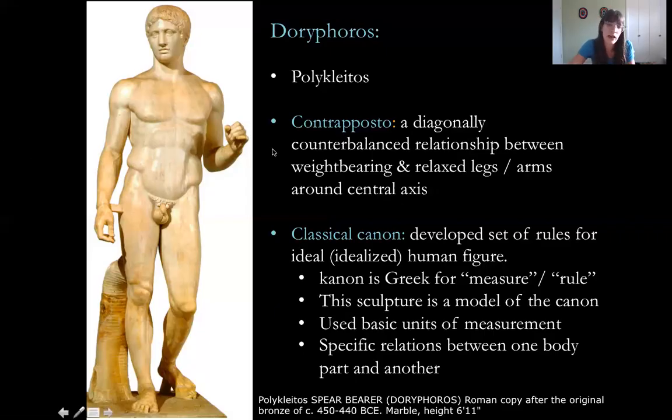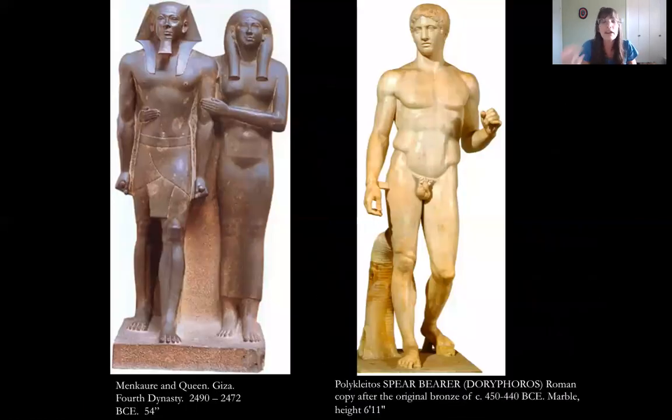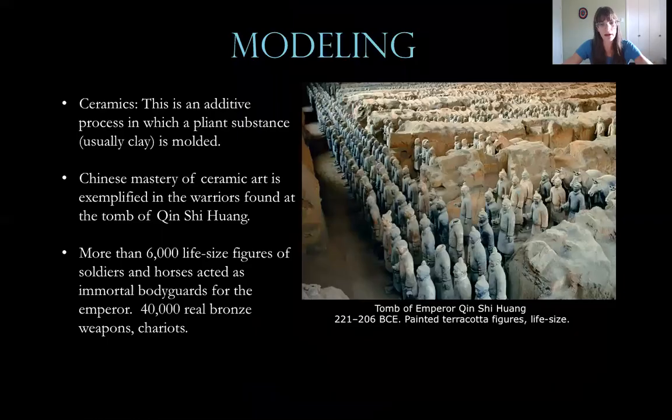So this was the first time in history that artists understood that that is the best way to naturally depict a human. So the Doryphoros is really important when we see this big shift over obviously a long period of time, 2000 years, but over time there's always a real interest, especially for the Greeks, in the ideal human body in sculpture.